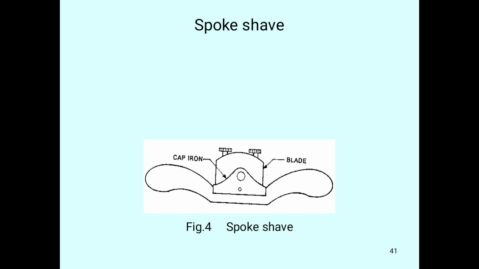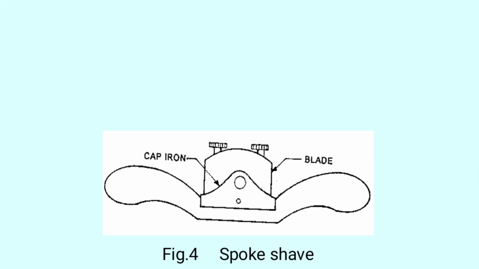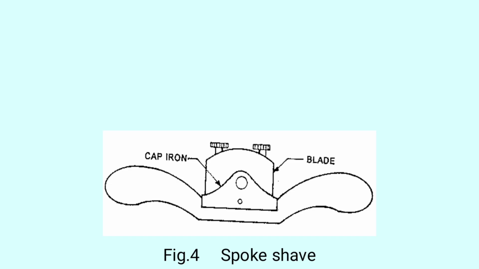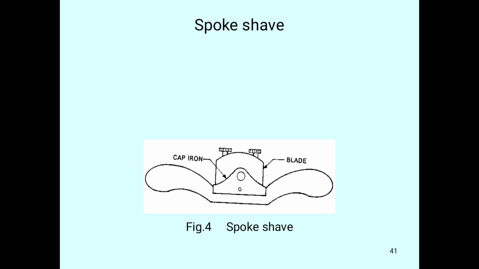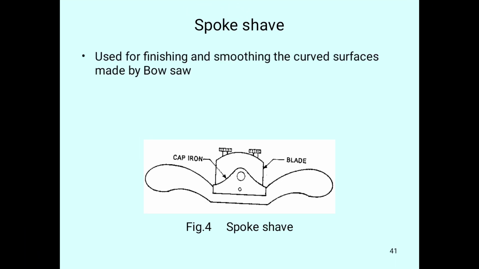Okay, so here we can observe the parts. Here we have two parts and there are two screws. The parts are the cap iron and the blade. This spokeshave is used for finishing and smoothing the curved surfaces made by a bow saw.